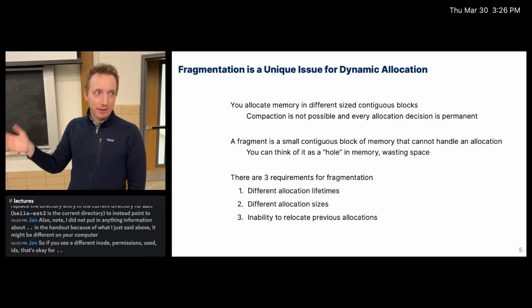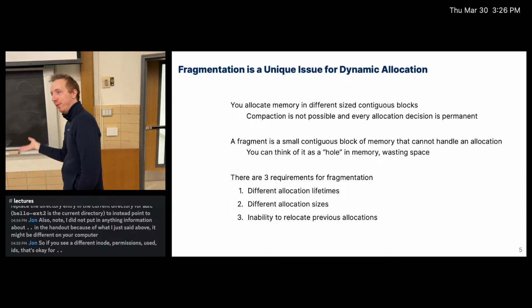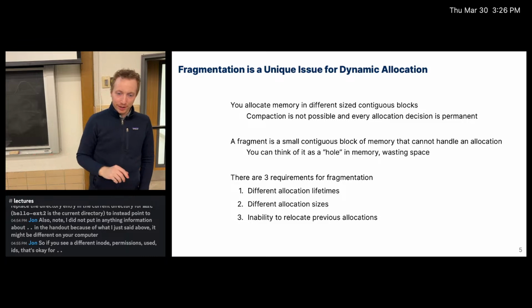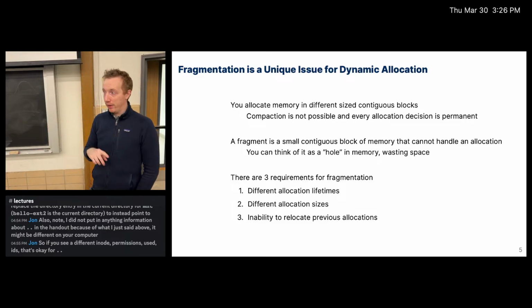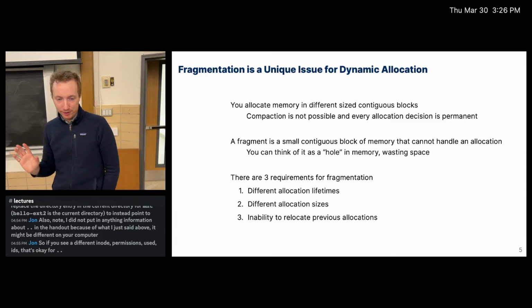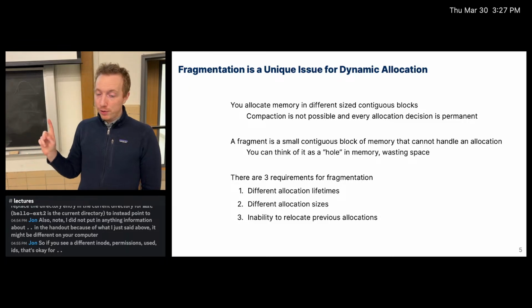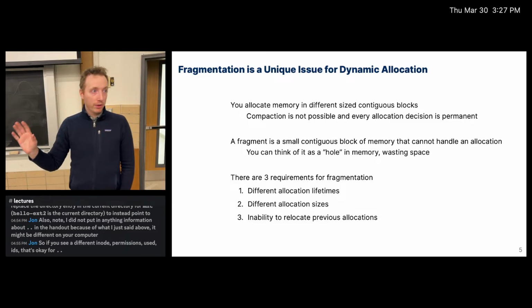But then there's a case where you might create other holes as you go on, even if you do find one that can fill it, and so on. So there's three main requirements for fragmentation, and they all have to be true. As long as one isn't true, you can avoid fragmentation. So the first one is all the allocations have to have different lifetimes.